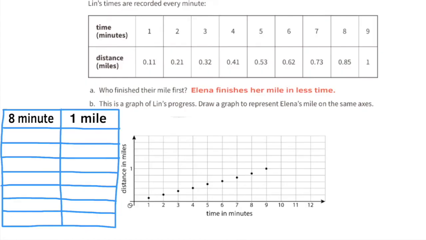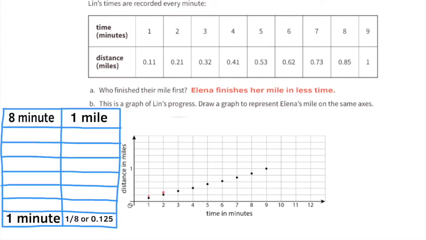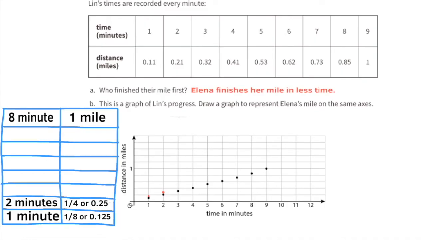B, this is a graph of Lynn's progress. Draw a graph to represent Elena's mile on the same axes. I've decided to create a table on the left-hand side. We know that it takes Elena 8 minutes to run 1 mile. 8 divided by 8 equals 1 minute, and 1 mile divided by 8 equals 1/8 of a mile, or 0.125 miles. 1 minute times 2 equals 2 minutes.